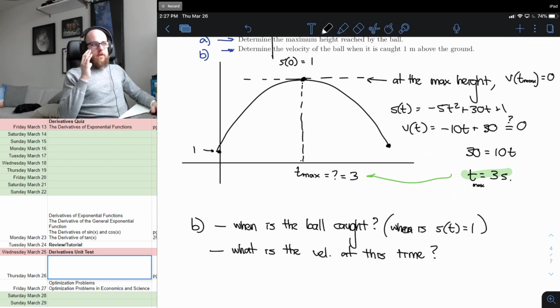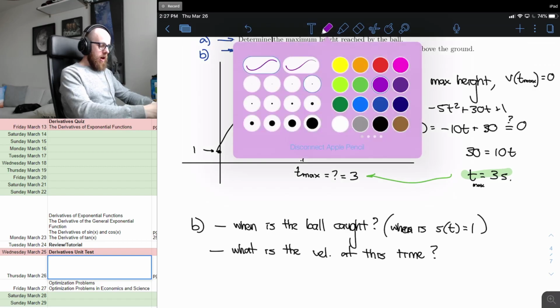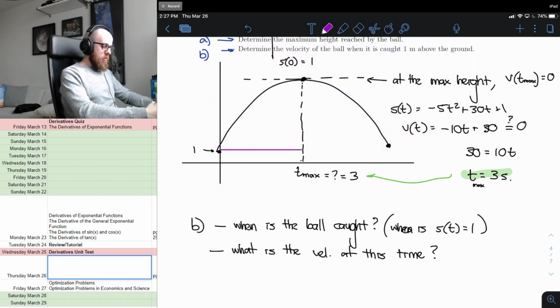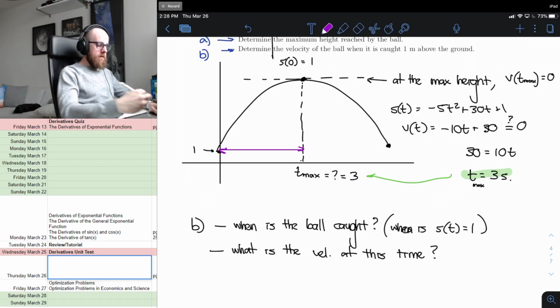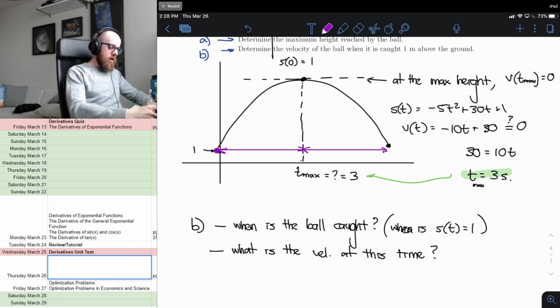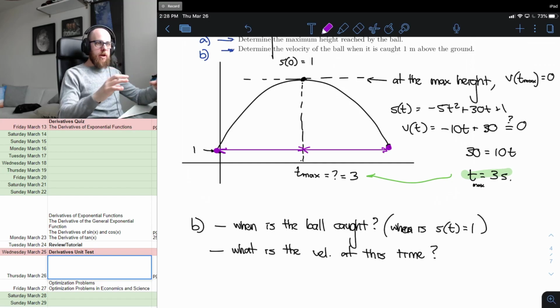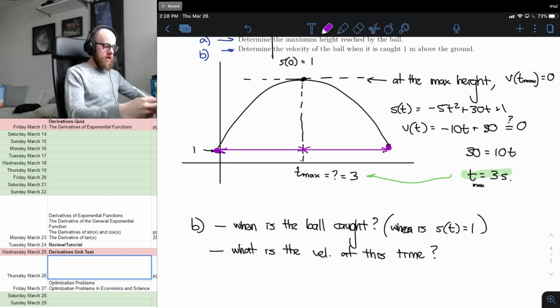Now there are 2 ways of visualizing this. One thing you could notice based on our graph here is that the parabola is symmetrical. So the 3 seconds that it takes to get to its maximum height will be the exact same amount of time that it'll take to get back down to the point where we catch it. Because it starts at 1 meter and ends at 1 meter, everything is perfectly symmetrical. So we should expect that our answer is going to be 6 seconds. But let's see mathematically that we do get 6 seconds there.